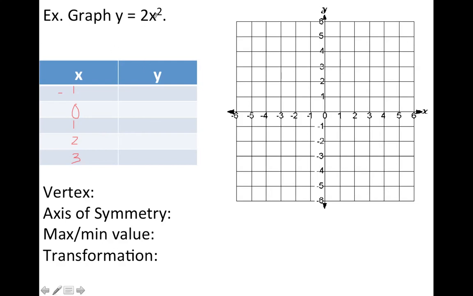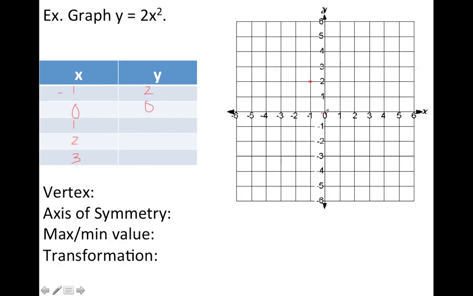So we plug in -1. Remember, anytime you square a negative, it is positive. So -1 squared is 1. Times 2, we get 2. Go ahead and plot that point. So at -1, 2. Plug in 0. Obviously, 0 squared is 0. 0 times 2 is 0.